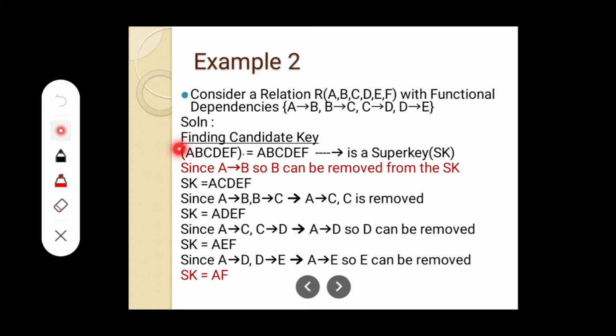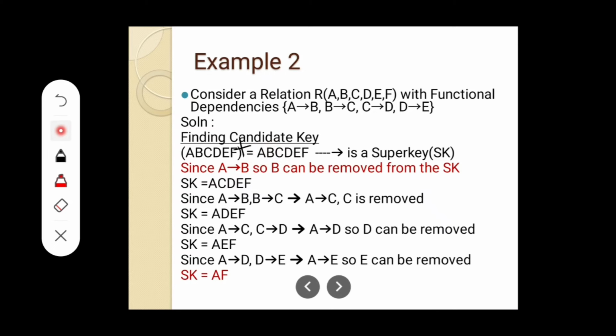How to find the candidate key? Previously we have discussed the same concept. Okay, we have to take the relation A B C D E F. Okay, these are the attributes. So this ABCDEF will actually be a super key. Okay, this is a super key. Why? If we take the closure of ABCDEF, we will get the answer ABCDEF. So it is a super key.